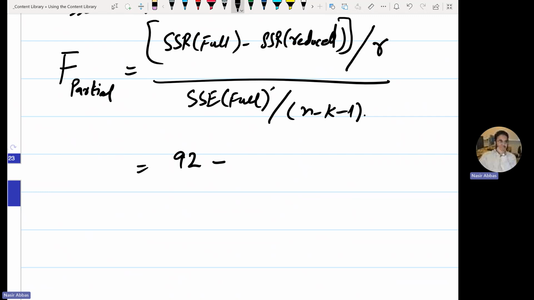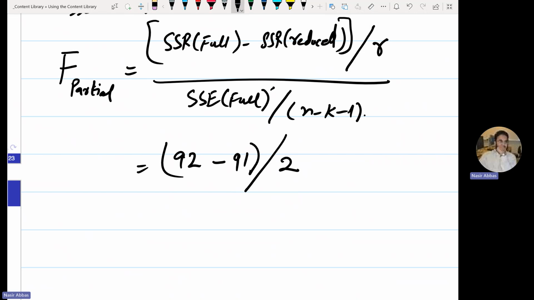What is the explained variation in the smaller model? By adding 2 more features, how much more variation was I able to explain? Only one. So the increase in SSR because of 2 features is only 1. This is the total increase because of 2 features. What is the average increase per feature? Divided by 2. SSR full minus SSR reduced is the total increase because of R features.